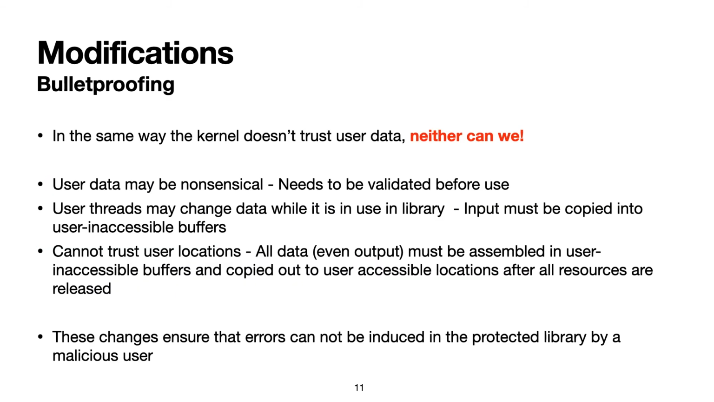Now that we have Memcached functioning in shared memory using Hodor, what else can go wrong? Well, now that we're directly receiving data from the user instead of reading it over a socket, user data may be nonsensical, so we need to validate it as we did before. If this data is stored in a structure delivered via pointer, a misbehaving user thread can now modify this data while we're inside the library, causing unforeseen behavior. To fix this, we need to copy all of our input into user-inaccessible buffers before use or even validation.